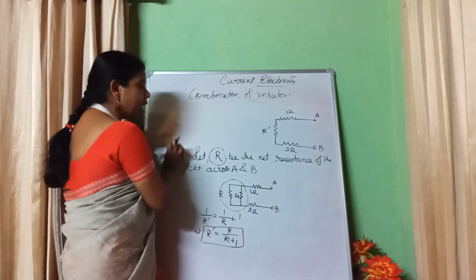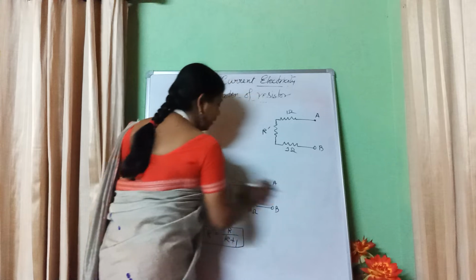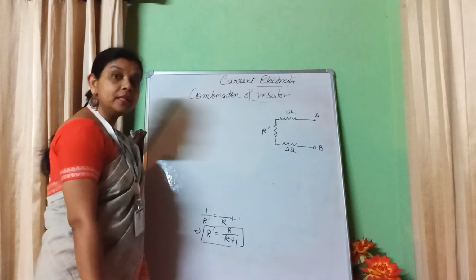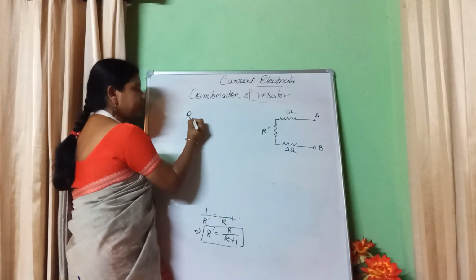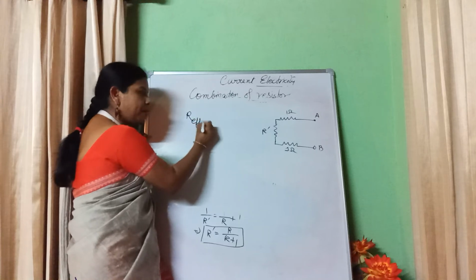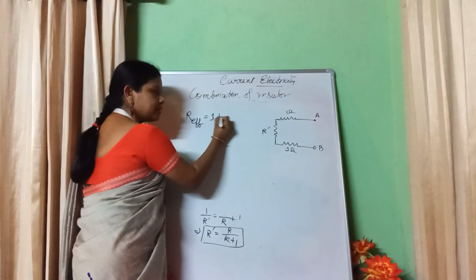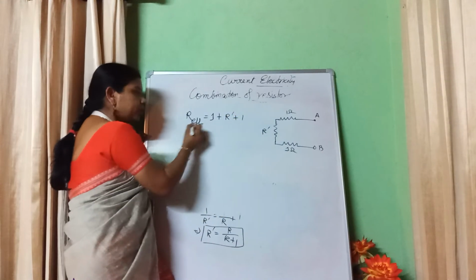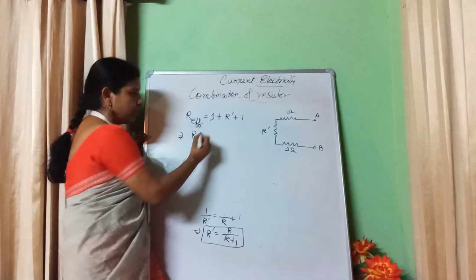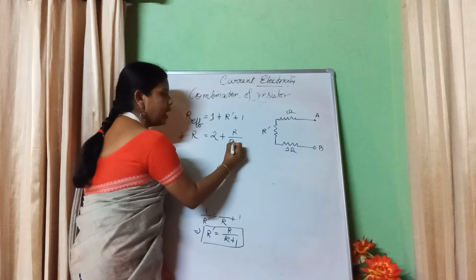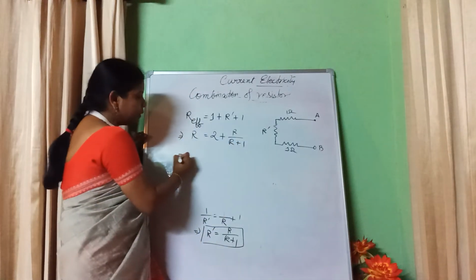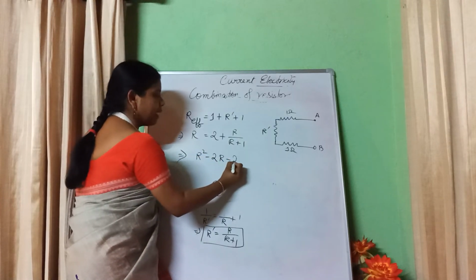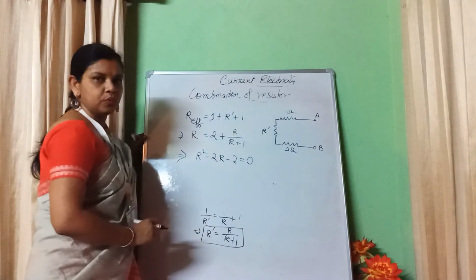When I have R dash, now tell me, across AB, are these resistors in parallel or series? They are in series. So if I write the total resistance, R effective, it will be equal to 1 plus R dash plus 1, will it come or not? Yes, but the total resistance we have already considered to be R. So R will be equal to 2 plus R by R plus 1. When we solve this, I will get a quadratic equation, which is R square minus 2R minus 2 is equal to 0. Solve it.